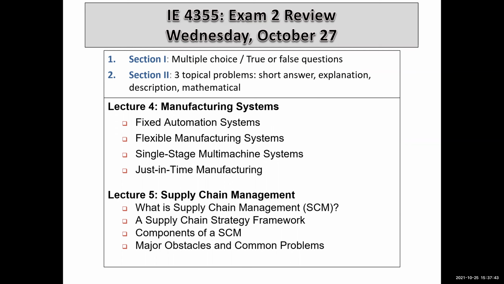So I know that you will have that flexibility, but remember, you have limited time. So it's important that you are very well prepared so you can work on the exam within the time period that is available. So keep that in mind.